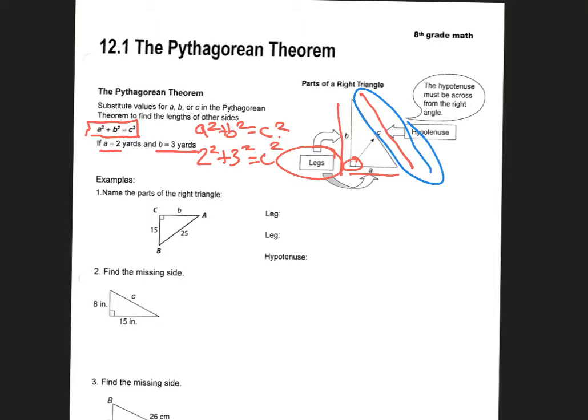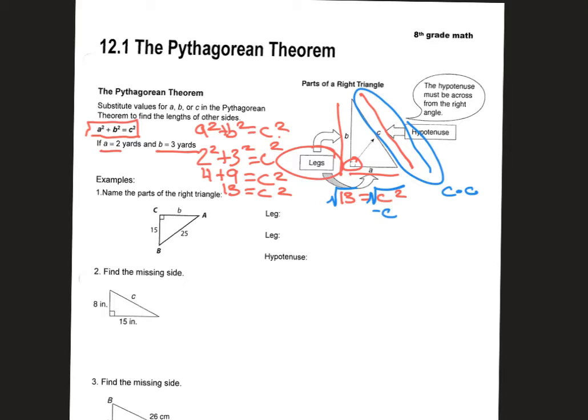If I simplify this, I get 4 plus 9. 2 squared is 4. 3 squared is 9, which equals C squared. Now I get 13 equals C squared when I add those together, 4 plus 9. So 13 is going to equal C squared. We need to undo that squaring by finding the square root. C squared is C times C, right? So to find just C, I find the square root of it. The square root of C squared is C.